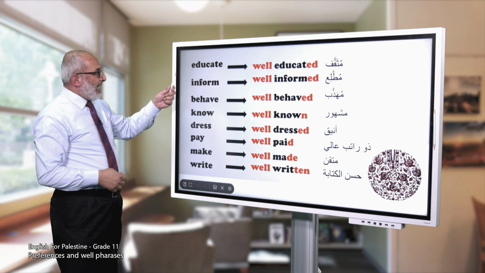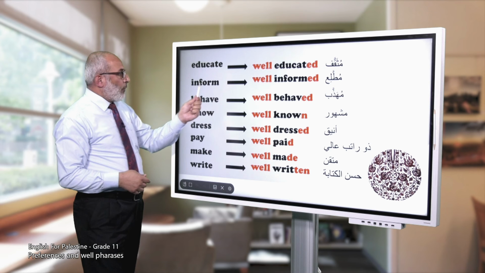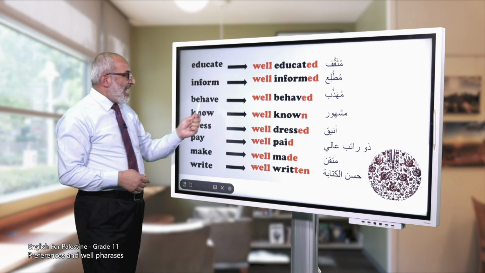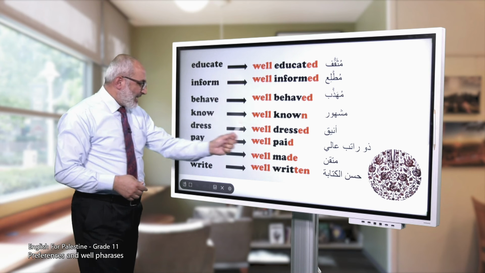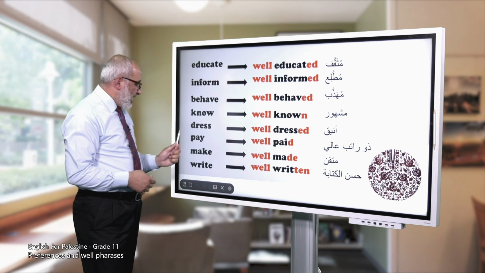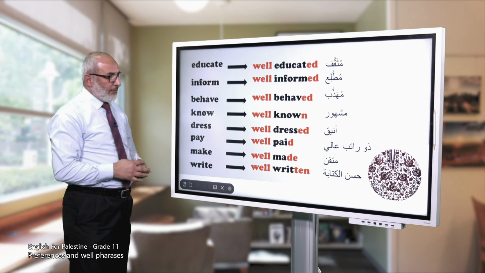So if you look here again, we have educate, well-educated, inform, well-informed, behave, well-behaved, know, well-known, dress, well-dressed, pay, well-paid, make, well-made, and write, well-written.